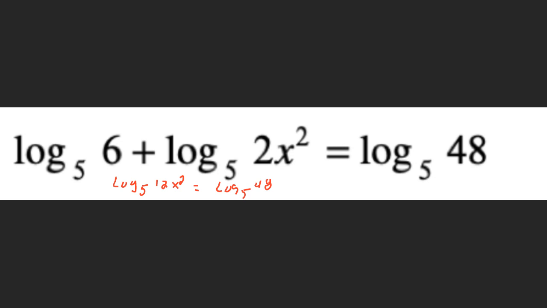I got 1 log on both sides, so I'm just going to cross them off. So I'm left with 12x squared is equal to 48. Divide through by 12. So I end up with x squared equals 4. Take the square root of both sides. x equals plus or minus 2. Looks like a pretty tough problem, but in the end, not so bad.